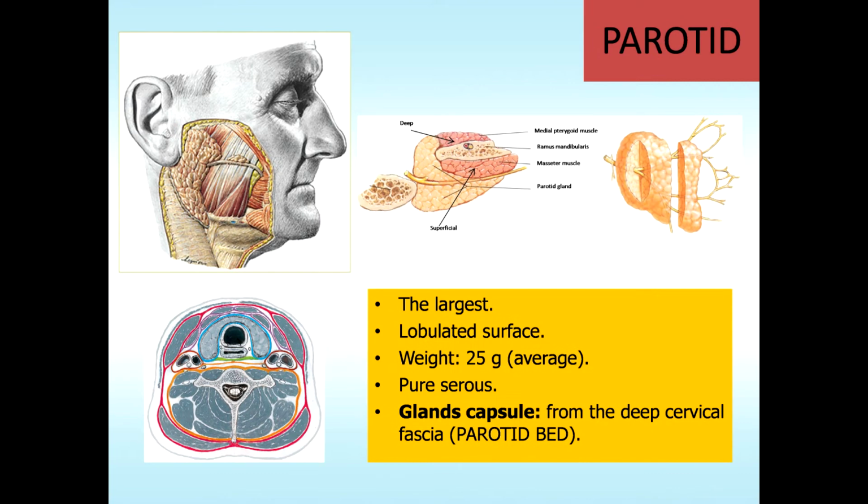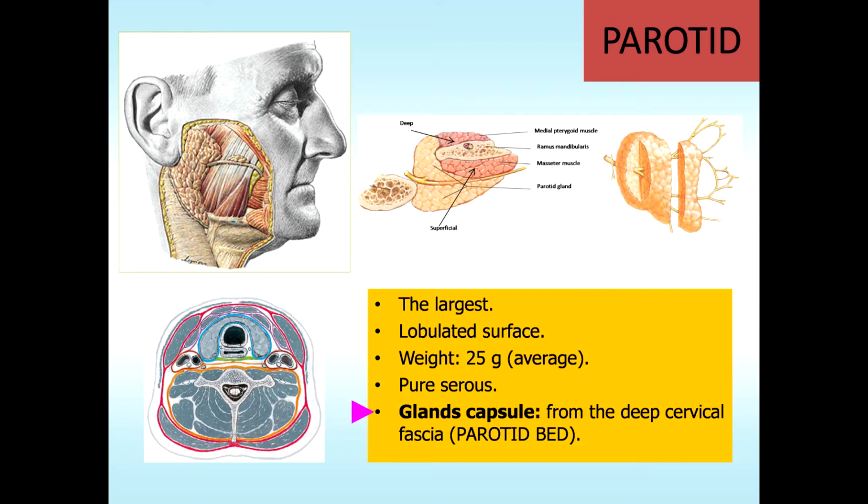Now, regarding the parotid gland, it is the major of all of the salivary glands. It has a large volume and it weighs about 25 grams on average. It looks lobulated with a yellowish gray color, and it contains a large amount of adipose tissue. This adipose tissue is going to make it flexible and able to adapt to the movements of the mandible.